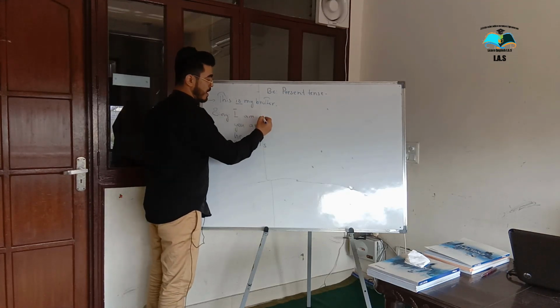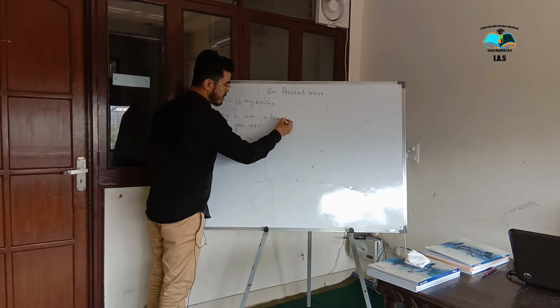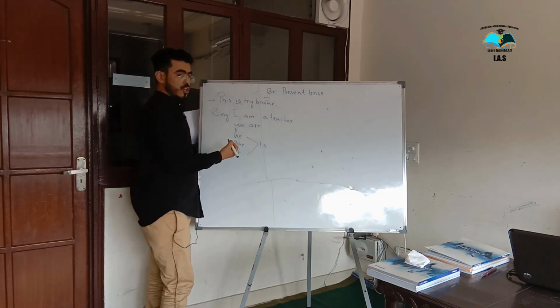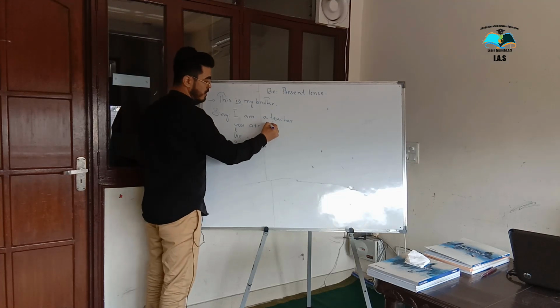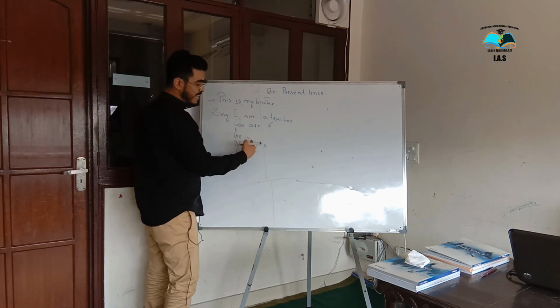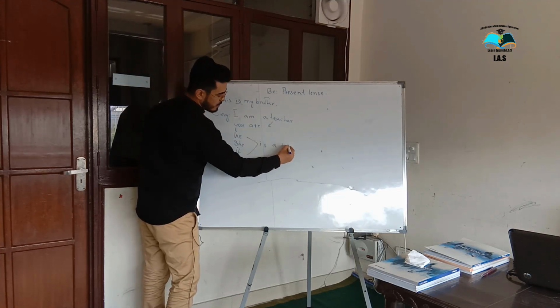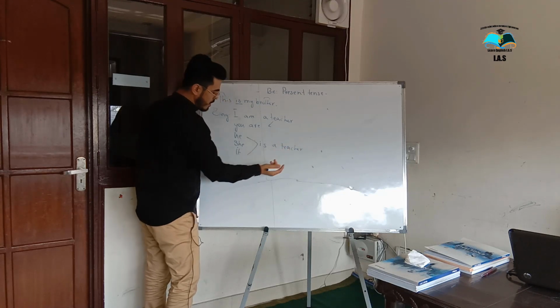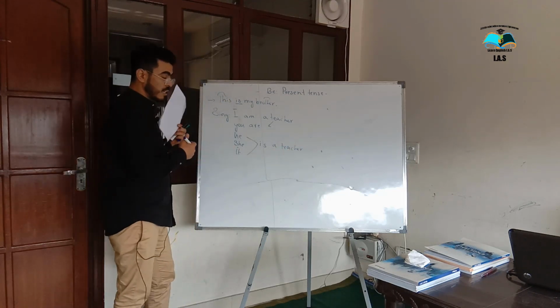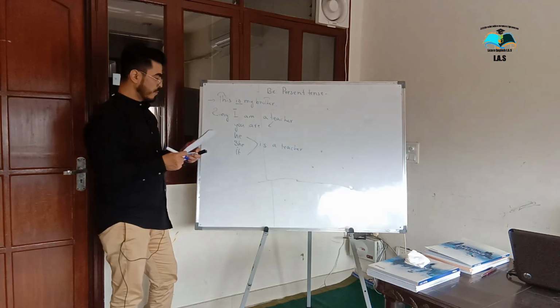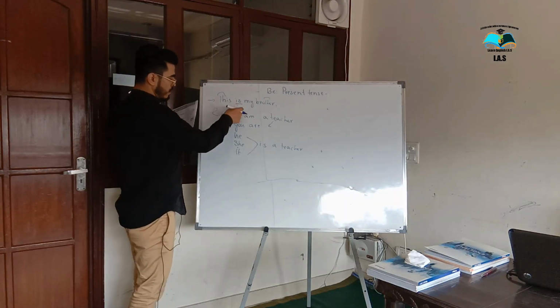Like I am a teacher, right? You are a teacher, the same thing. And he is a teacher. The same thing, she is a teacher and it is a teacher. So what are the plural subjects of them?